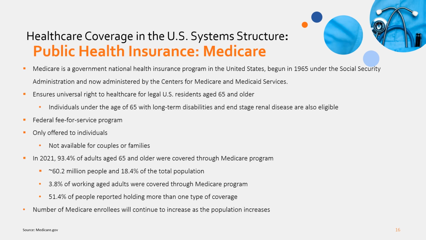Medicare is a federal fee-for-service health insurance program for anyone age 65 or older and some people under 65 with certain disabilities or conditions. It is only offered to individuals, and in 2021, 93.4% of adults 65 and older were enrolled in Medicare. The number of Medicare enrollees will continue to increase as the population continues to age.